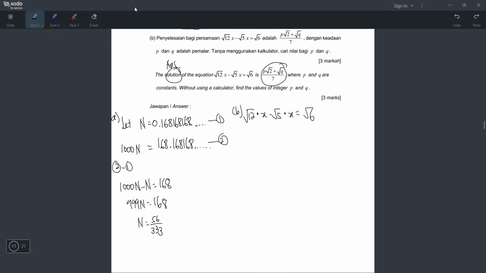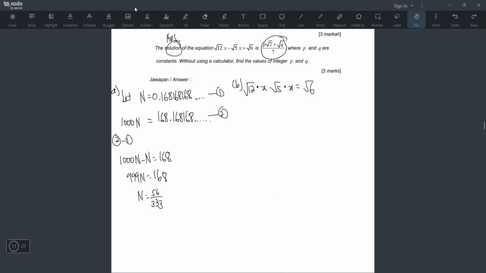So first thing first, what do we do now? How do we simplify this? Let's see, square root 12 x minus square root 5 x. We can factorize, right? Because if you want to find x, right? Because they already said the solution. Solution means the answer for this, right? And if you look at this equation, there's only one unknown, which is x, right? It means this whole thing is x, right? This answer is x, right? This is the x answer that the question gives.